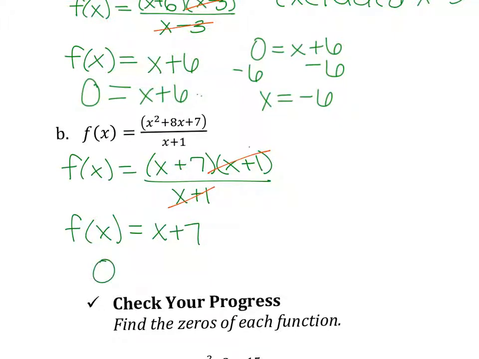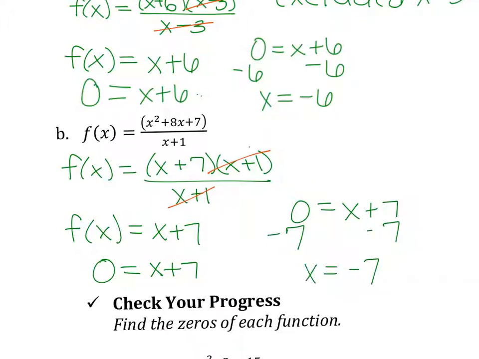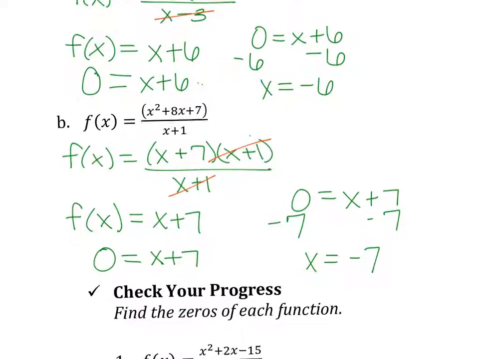Again, we want to know where this is equal to 0. So we will have 0 equals x plus 7, or that x equals negative 7 is a 0 of our function. So go ahead and work through the check your progress problems, and then I'll post the answers to those.